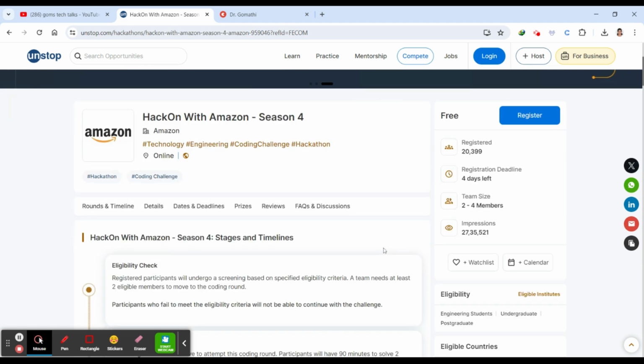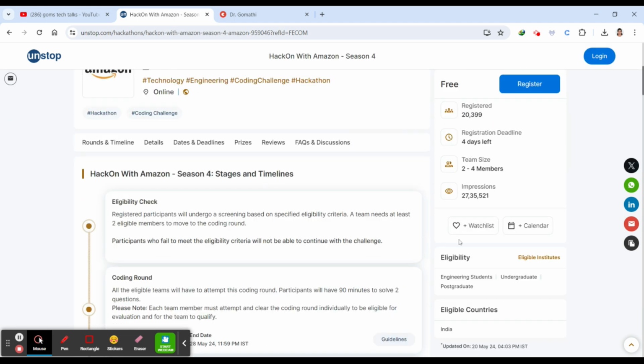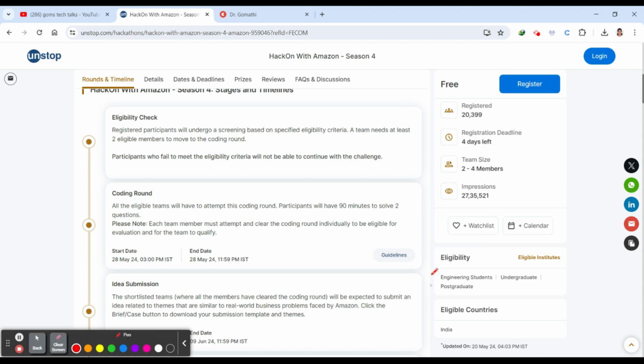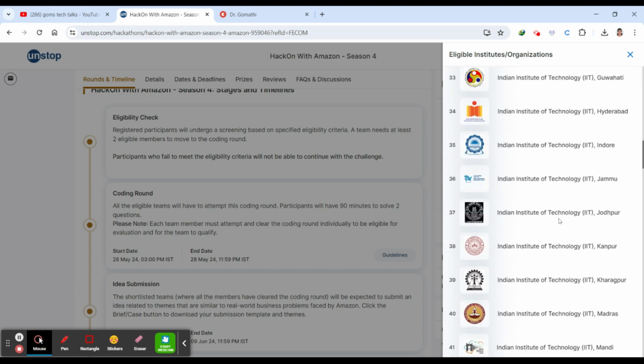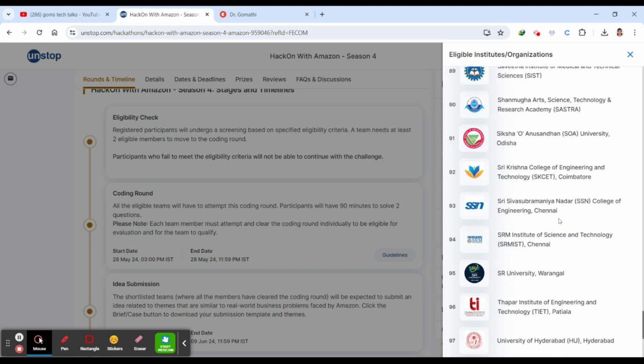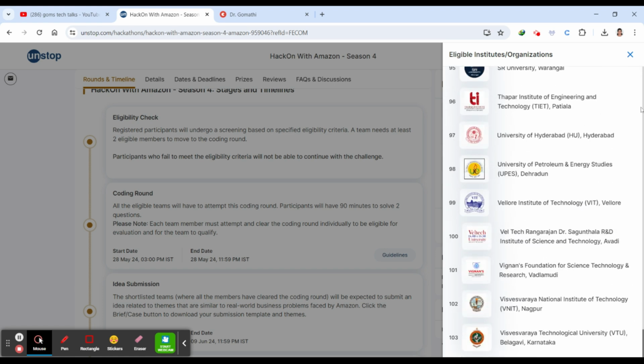The first thing is the eligibility criteria. Let us see who is eligible for this. Engineering students, undergraduate and postgraduate, are eligible, and they have a list of eligible institutions as well. You can click on this to see the eligible institutions. You can find more than 100 institutions, and definitely your institution will be one of them.